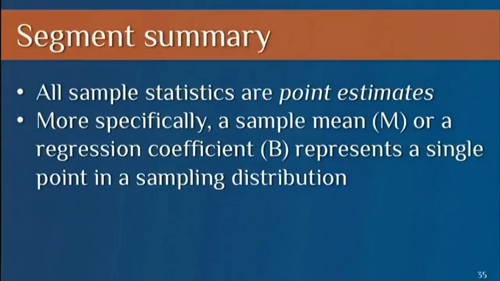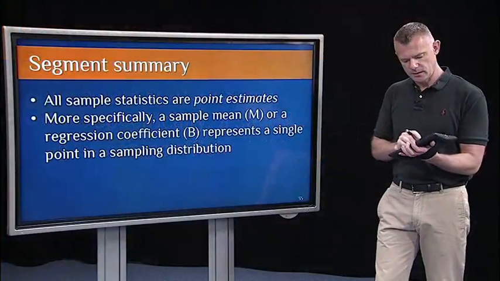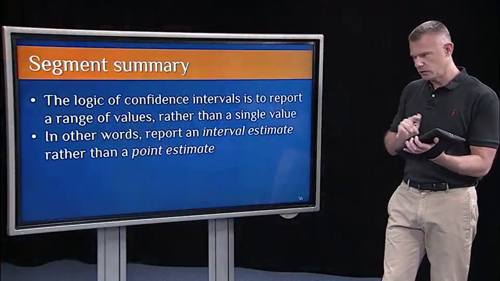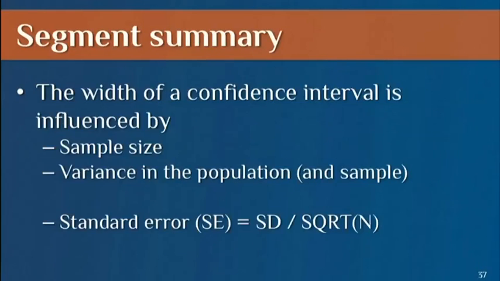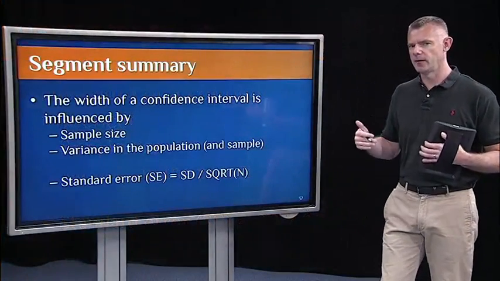So again, to wrap up this segment, it's the same summary as the first segment. It's this very important point that all sample statistics, not just means, but correlation coefficients, regression coefficients, anything else you take away from one sample, are just point estimates. And that means they just reflect one point on this idea of a sampling distribution. So the logic of confidence intervals is to report a range of values rather than just a point. So we report an interval estimate, not a point estimate. And finally, the width of the confidence interval is just going to depend on standard error. And standard error depends on sample size and variance in the population.